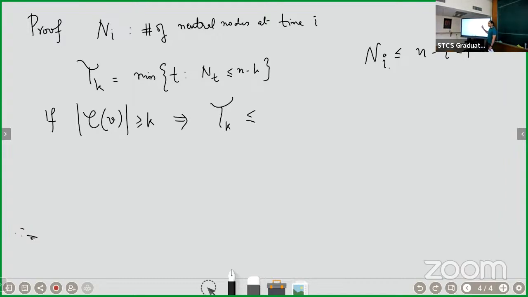Is the definition flipping around? What am I asking? I'm asking for the earliest time by which it goes below n minus k. I know in the ith step it's so much. So by what step is it below n minus k? Just plug k here. That's all. So if I put k plus 1, what will happen here? N minus k. That's all I wanted. So tau_k is at most k minus 1 plus 1.